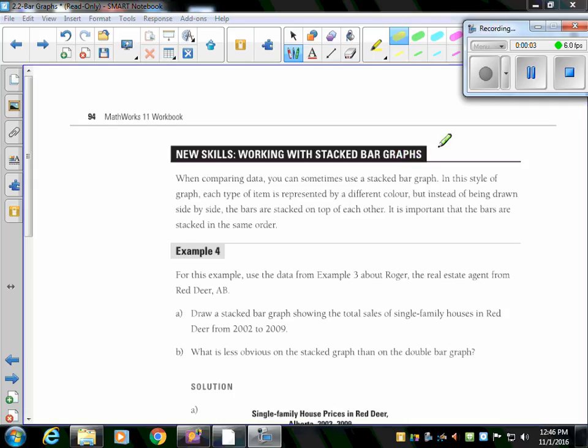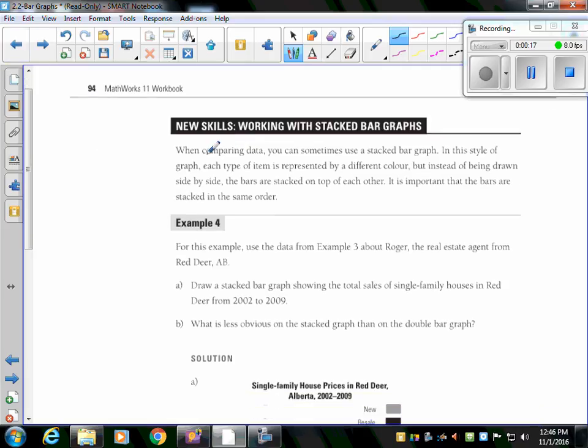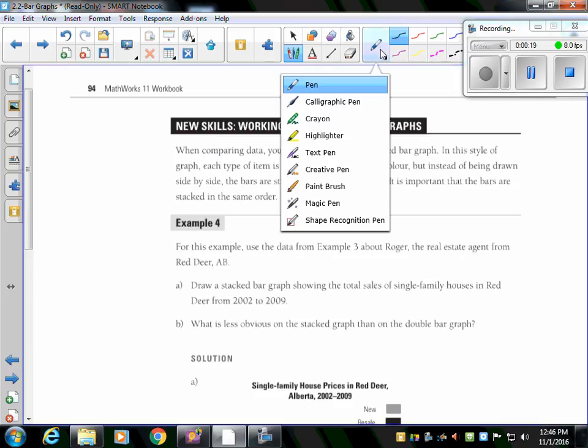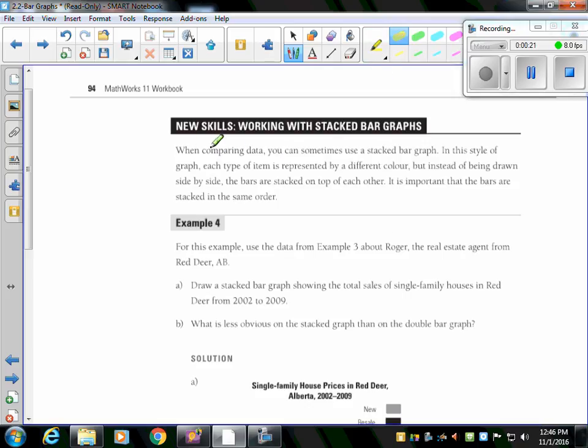So now we're looking at 2.2 part C. We're looking at stacked bar graphs. Stacked bar graphs are graphs that are stacked on top of each other instead of sitting beside each other like they were. So it's usually used when we're comparing items and comparing data, okay?